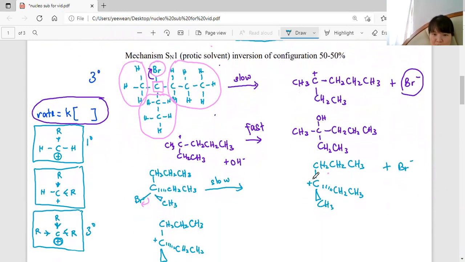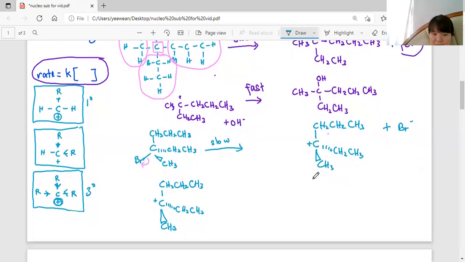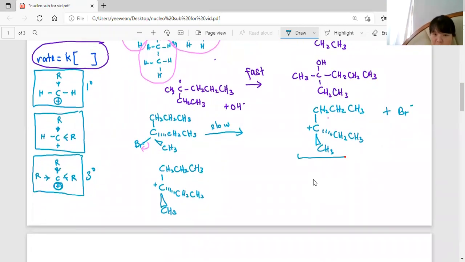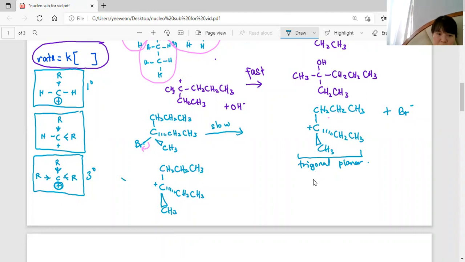Okay, but for this one, since it's a trigonal planar intermediate, if it's a plane, the OH can enter from this side or this side. It's random. There's a 50% chance that it'll enter from this side and a 50% chance that it'll come from the other side, which is why I'm going to get both the mirror products. I'm going to draw that.